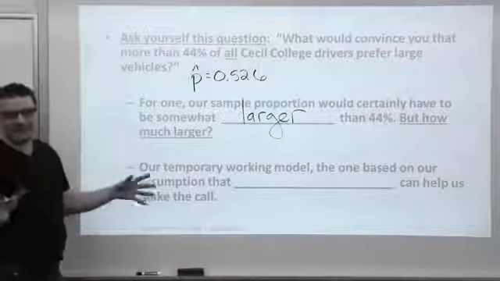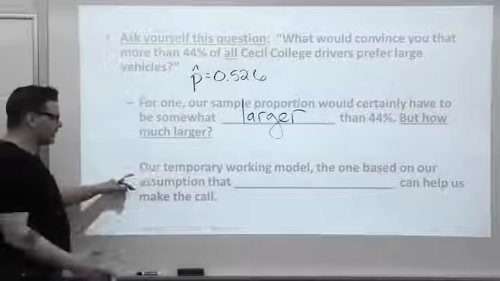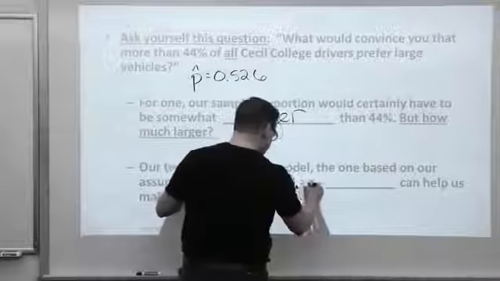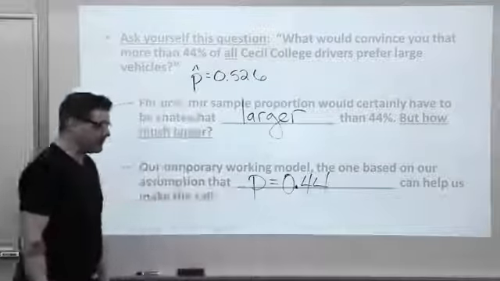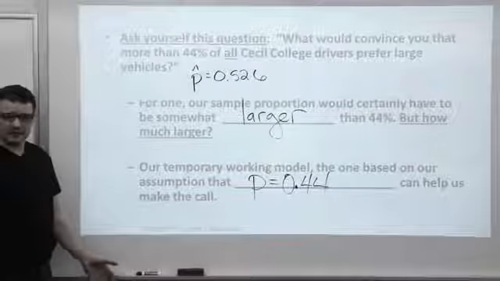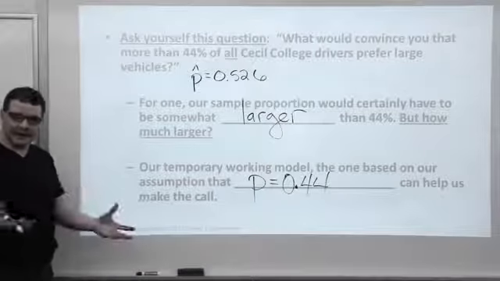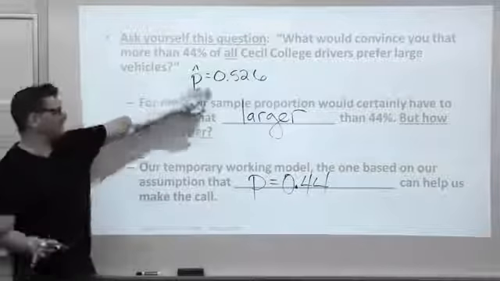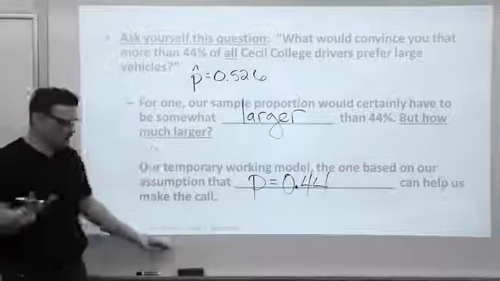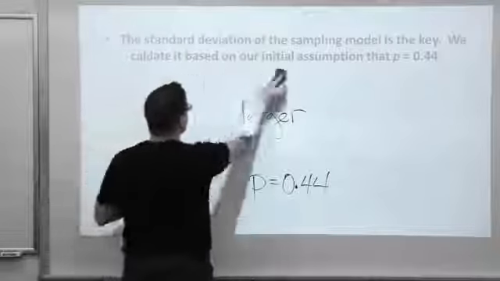There's no more eyeballing it. There's no more guessing. We're going to rely on the model, the temporary working model, the one based on our assumption. Remember what we're assuming: to start, at Cecil p is 0.44, so let's build the model. We learned two lessons ago that p hat follows a normal model under certain conditions. We can get the mean, we can get the standard deviation. Using those facts, we'll decide if this is big or not. It's easy. You're going to say, wow, I kind of know how to do this already. Now we're just calling it a hypothesis test.